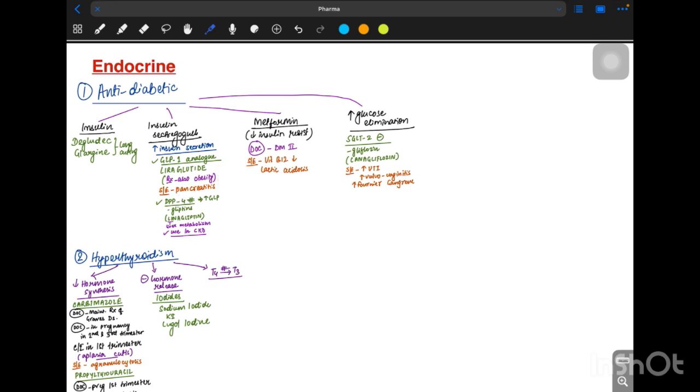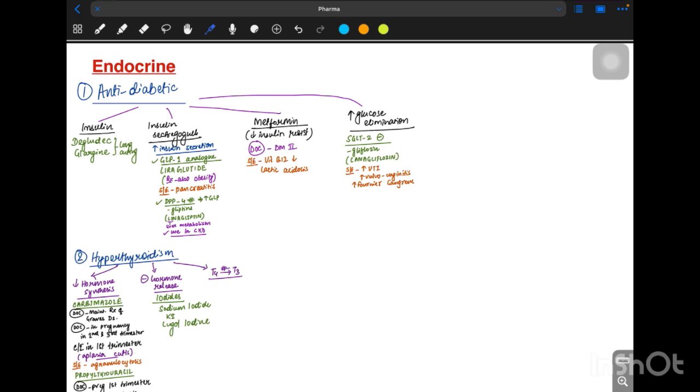The other group of drugs is DPP-4 inhibitors, and they also increase GLP. The drug examples are gliptins like linagliptin, sitagliptin. So all gliptin drugs are DPP-4 inhibitors. Glutide drugs are GLP-1 analogs. And for linagliptin, liver metabolism occurs, so it is safe in CKD patients.